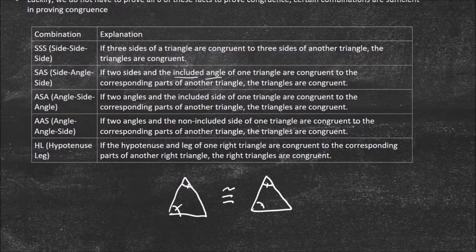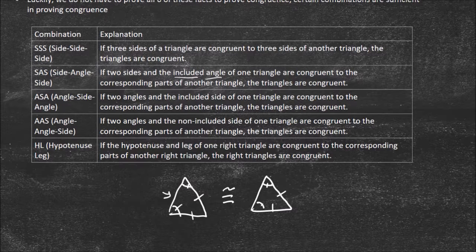So what is the non-included side? Well, that could be this one. That would be enough. It could be this one, that would be enough. So it means any side other than the one that we just talked about. So what we learned is that ASA is when it is the one that's inside, but AAS means that it's the non-included one.